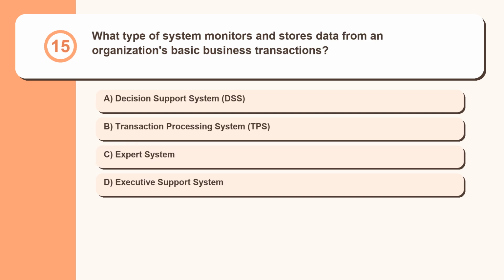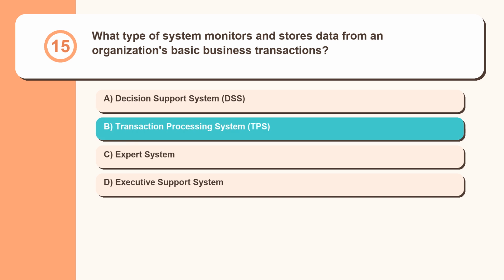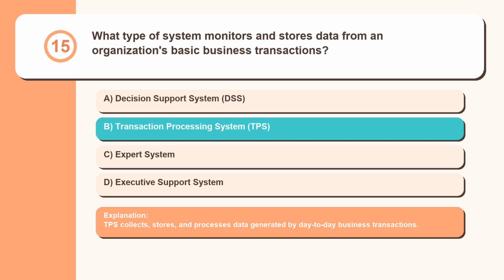Question 15. What type of system monitors and stores data from an organization's basic business transactions? Decision Support System, DSS, Transaction Processing System, TPS, Expert System, Executive support system. TPS collects, stores, and processes data generated by day-to-day business transactions.